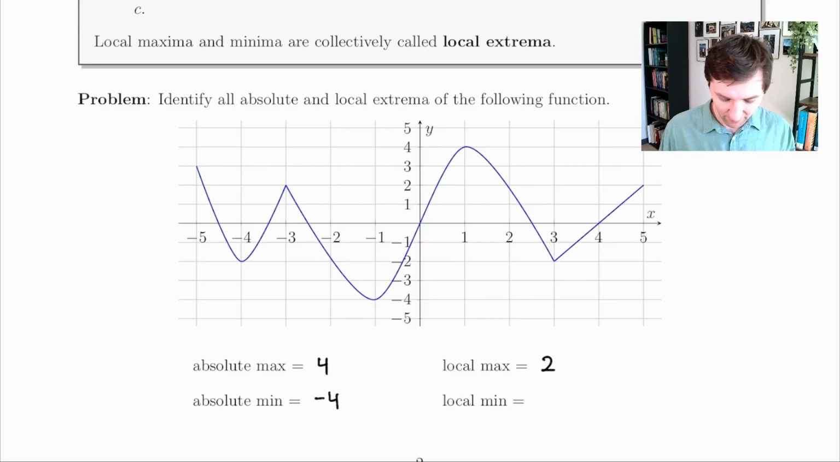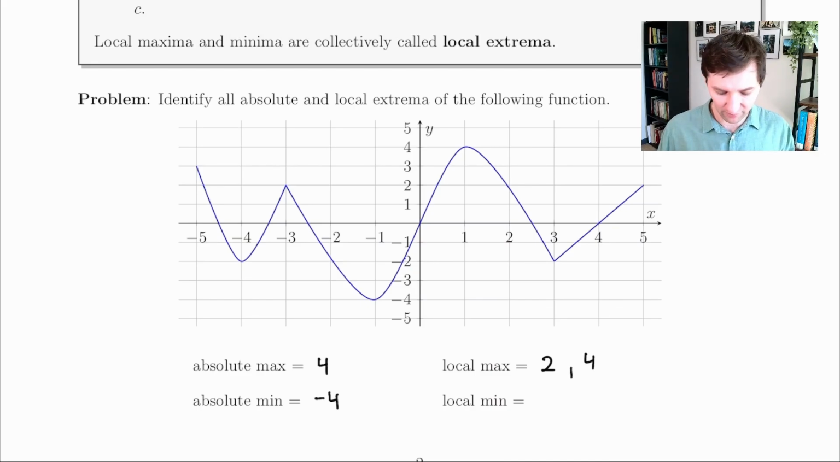What about our absolute maximum? Is our absolute maximum also a local maximum? If I take a look at only a piece of the graph, will I also have locally a maximum? And I believe I will. So this global maximum is also a local maximum. 4 is also a local maximum.